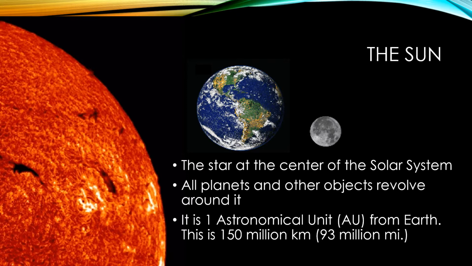So our star is the sun. It's the star at the center of our solar system. All of our planets and all other objects are going to revolve around the sun. It is 1 astronomical unit, abbreviated AU, from Earth. So the distance from us to the sun, which is 150 million kilometers, is considered 1 astronomical unit.